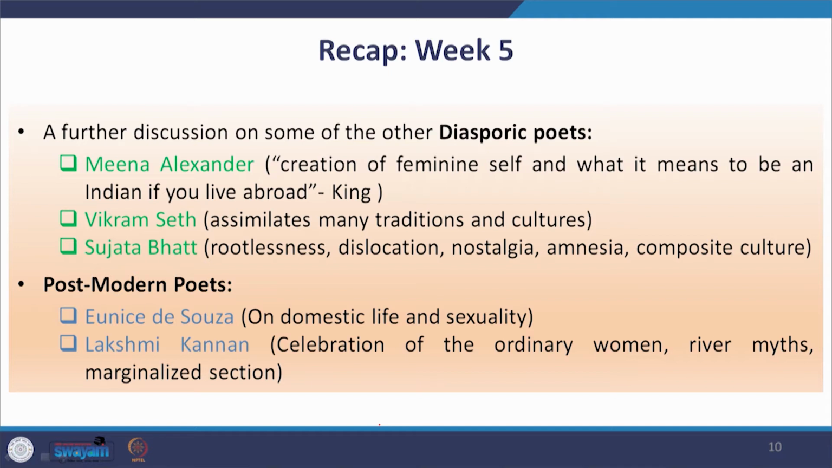Vikram Seth's The Suitable Boy, many of you are well aware of, and in the majority of his poems we can find that though they hinge on love, they also hinge on certain traditions and cultures. We have also found in the poetic world of Sujata Bhatt, a diasporic Indian English poet who also sings of rootlessness, composes verses on dislocation, nostalgia, amnesia, and a composite culture.